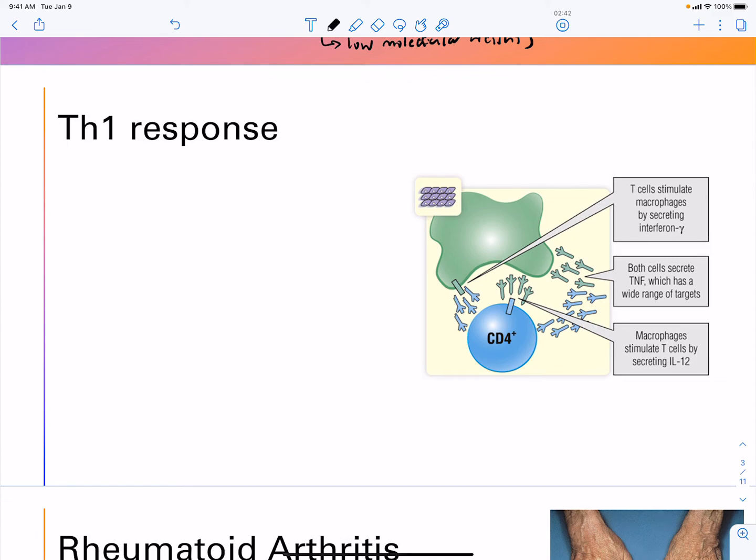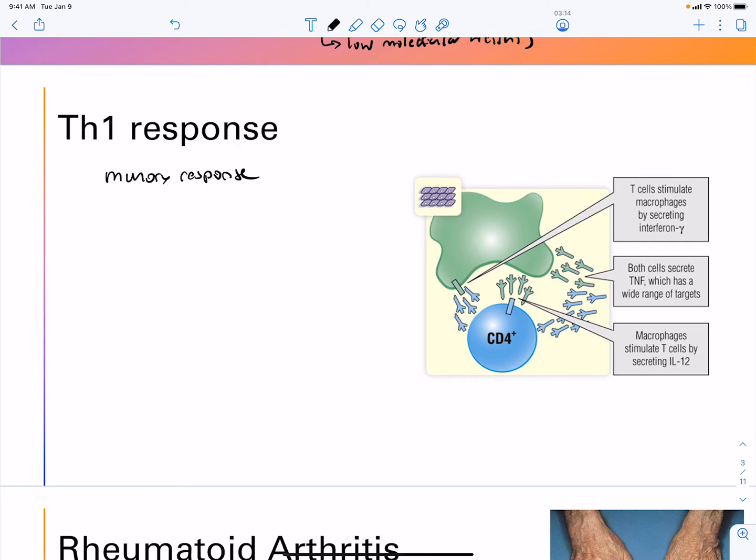Okay, so we have our Th1 response. And so typically you're going to have a memory response. And you're going to have your CD4 T cells that are going to be activated, and they're going to go back to the tissue and stimulate your macrophages to respond to the potential threat.